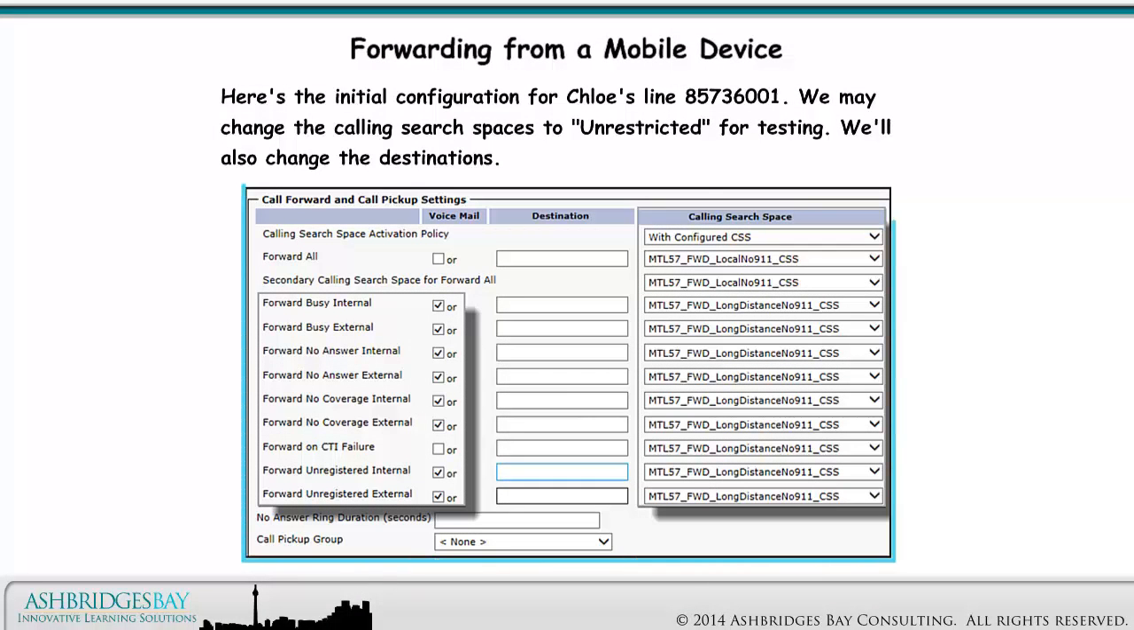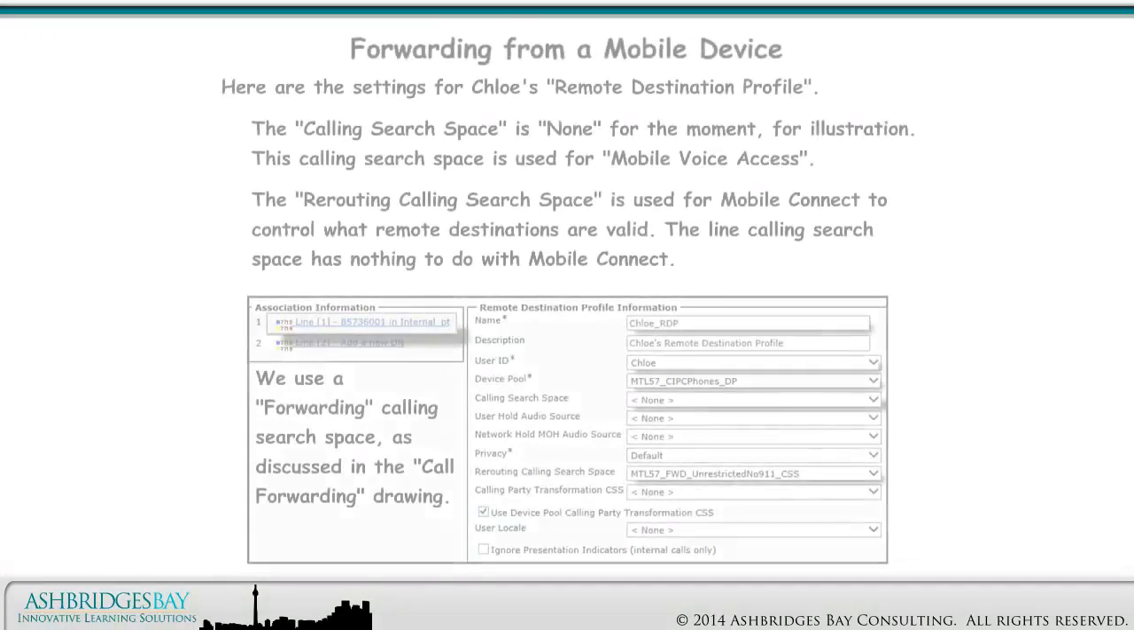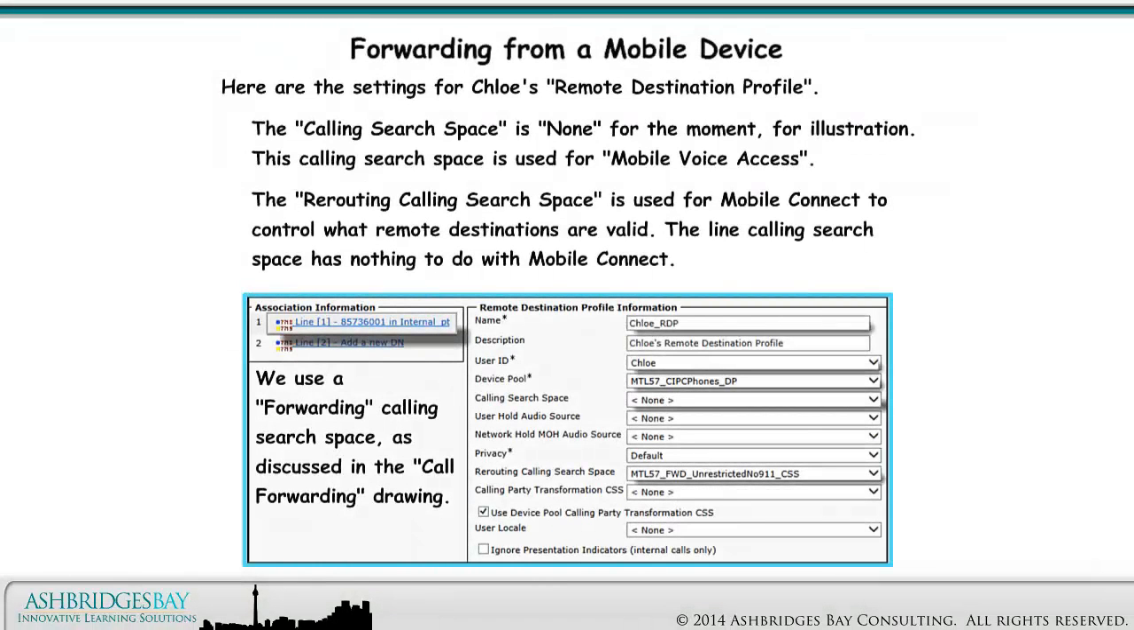Here's the initial configuration for Chloe's line 85736001. We may change the calling search spaces to unrestricted for testing. We'll also change the destinations. Here are the settings for Chloe's remote destination profile. The calling search space is left blank for the moment for illustration. This calling search space is used for mobile voice access. We'll talk about that in another drawing.